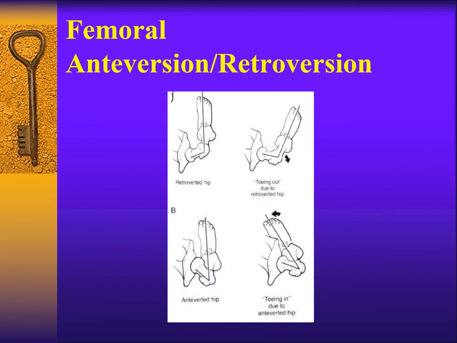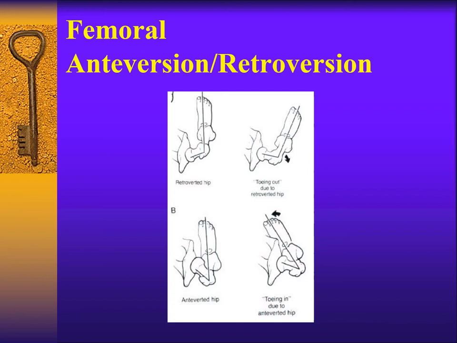So while the angle of inclination of the femoral neck is a frontal plane concern, femoral anteversion and retroversion, as we've spoken about previously, is a transverse plane concern. And so a retroverted hip, again to review, means that the femoral neck is rotated posteriorly in the transverse plane. While with an anteverted hip, that femoral neck is rotated forward with respect to the transverse plane.